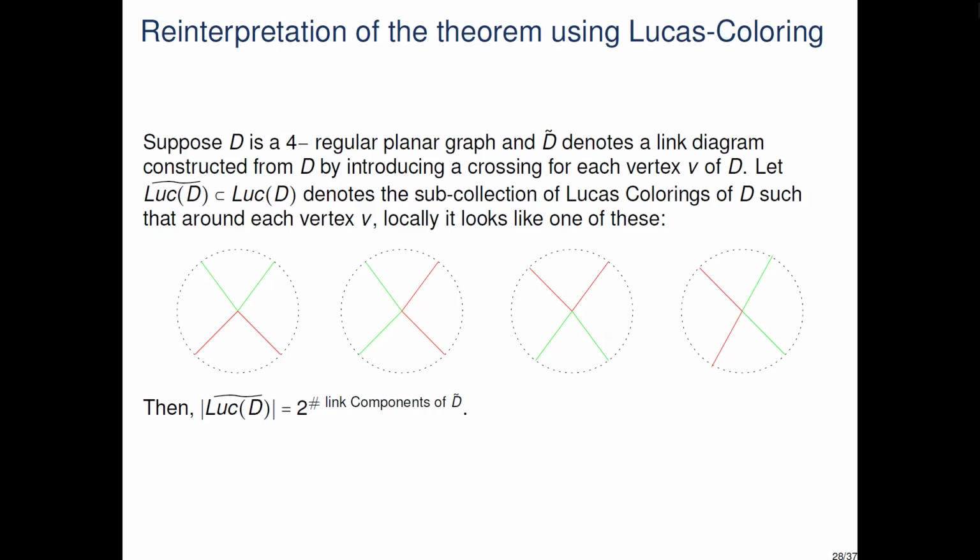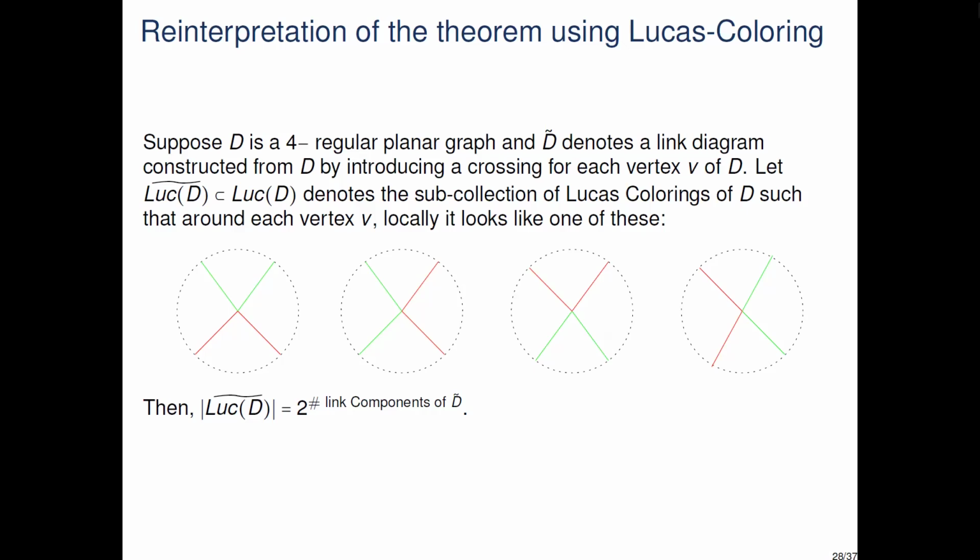And now I'm going to look at the sub-collection of the collection of all Lucas colorings, such that around each vertex, it has to be colored by one of these 4 coloring schemes. These are the common schemes for the FPL, fully packed loop, models as well. So around each vertex, it has to be one of these coloring schemes. Then the reinterpretation of the theorem says that the cardinality of this new sub-collection is exactly 2 to the power number of link components.